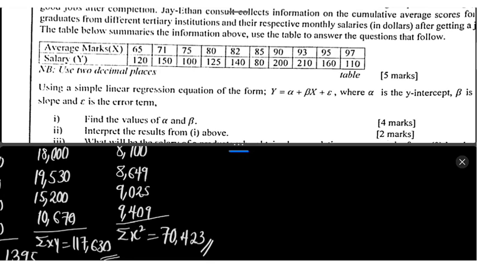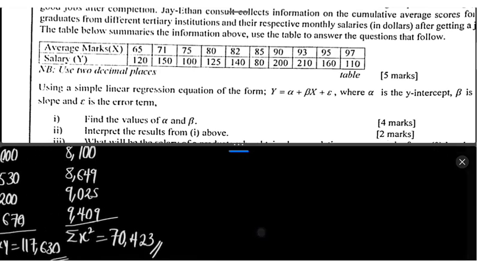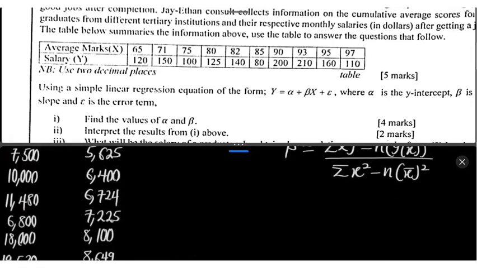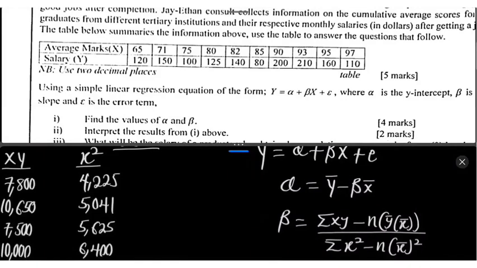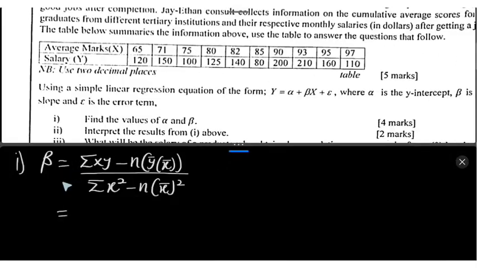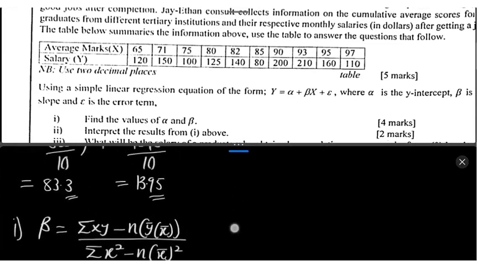70,423 in that particular case. So once we're able to satisfy the requirement here for the formulas, we can straight away start with finding the various values, that is the alpha, which is the y-intercept, and then the slope, which will be represented as beta. So we have beta equal to summation xy. So let's look out for summation xy in this particular case.